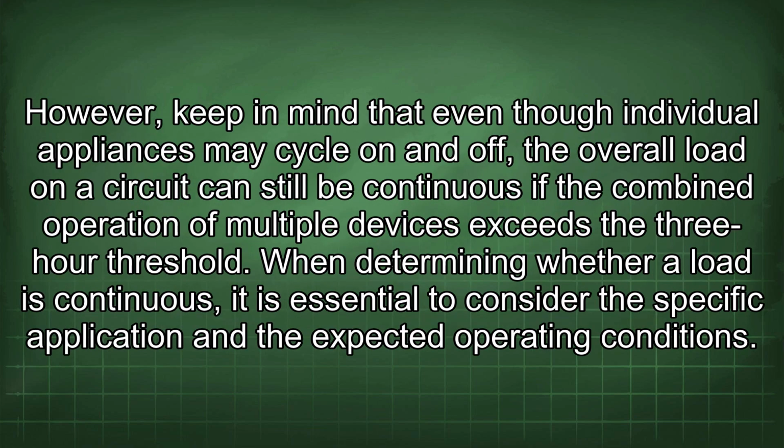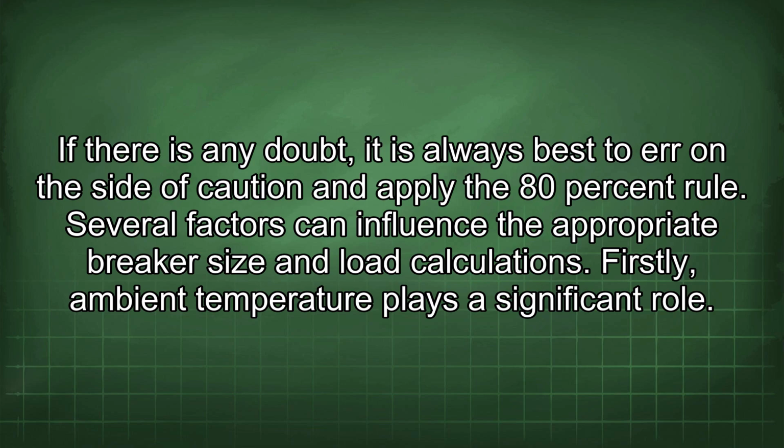However, keep in mind that even though individual appliances may cycle on and off, the overall load on a circuit can still be continuous if the combined operation of multiple devices exceeds the 3-hour threshold. When determining whether a load is continuous, it is essential to consider the specific application and the expected operating conditions. If there is any doubt, it is always best to err on the side of caution and apply the 80% rule. Several factors can influence the appropriate breaker size and load calculations.